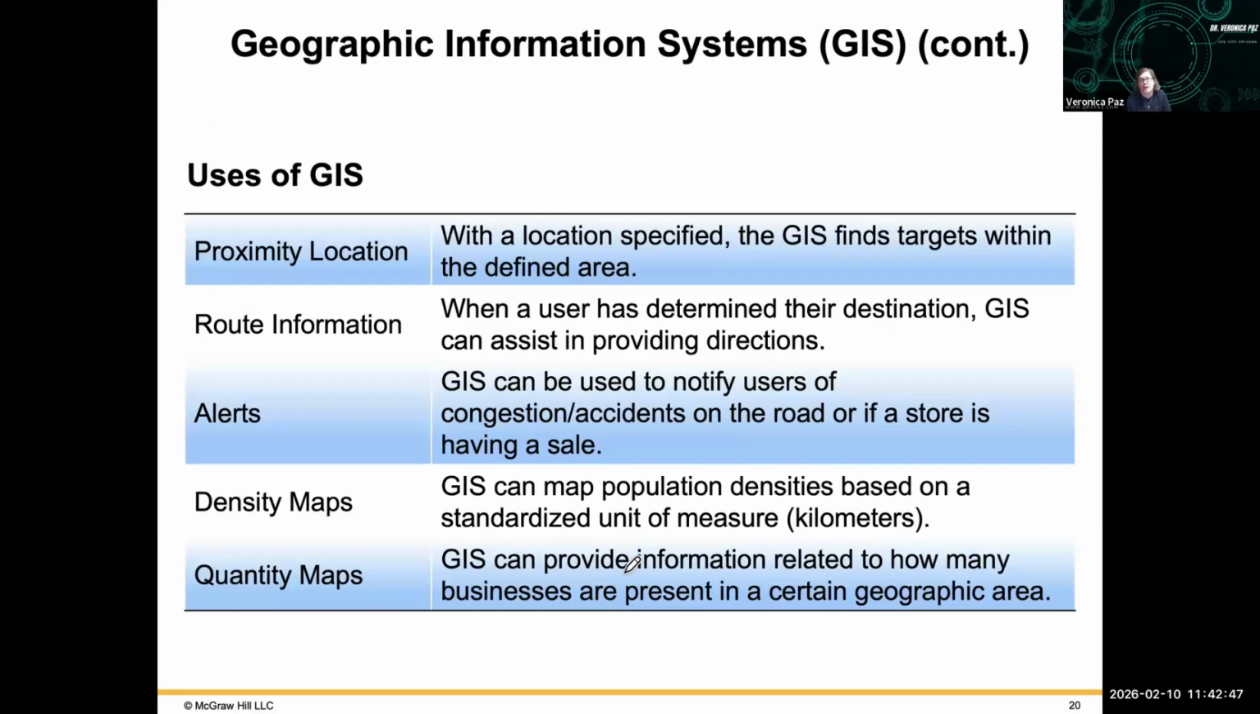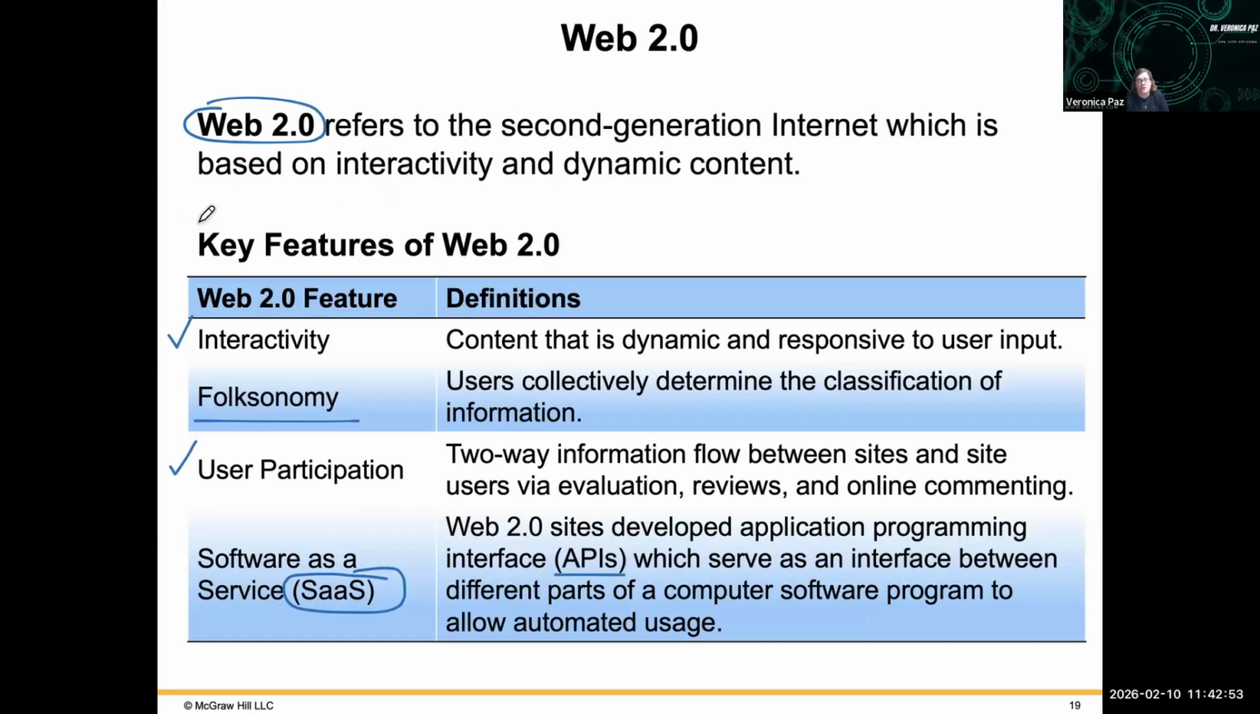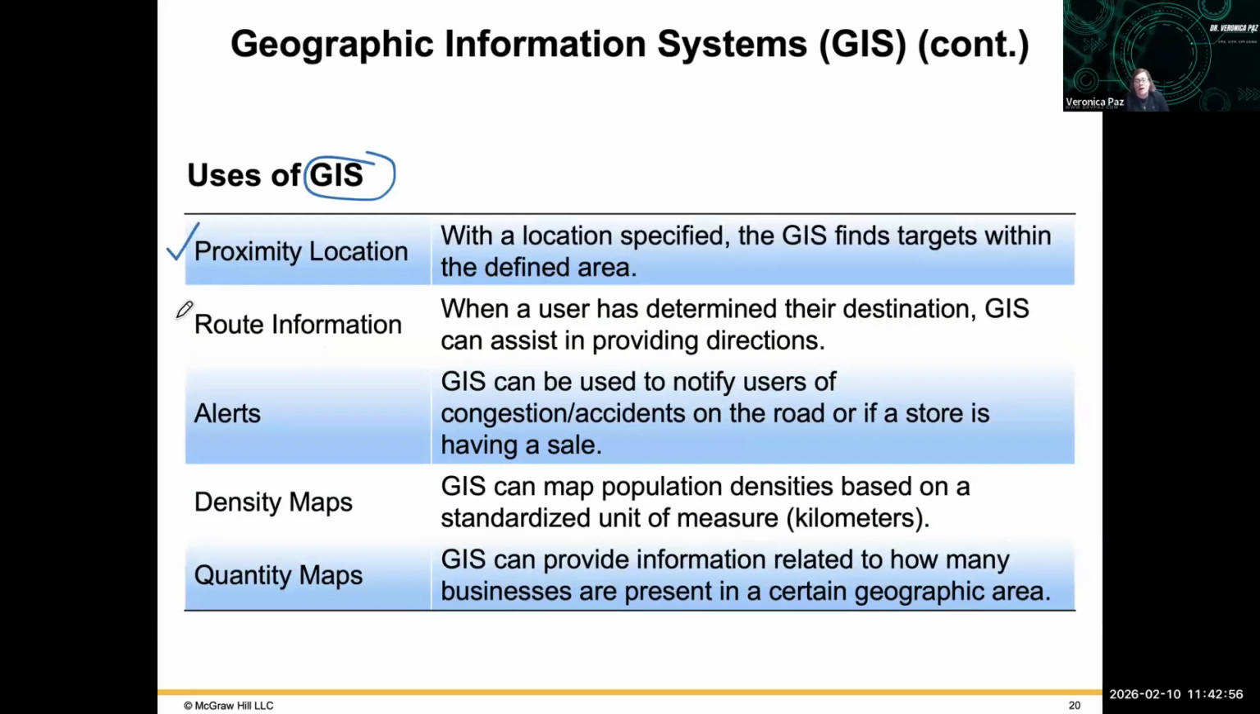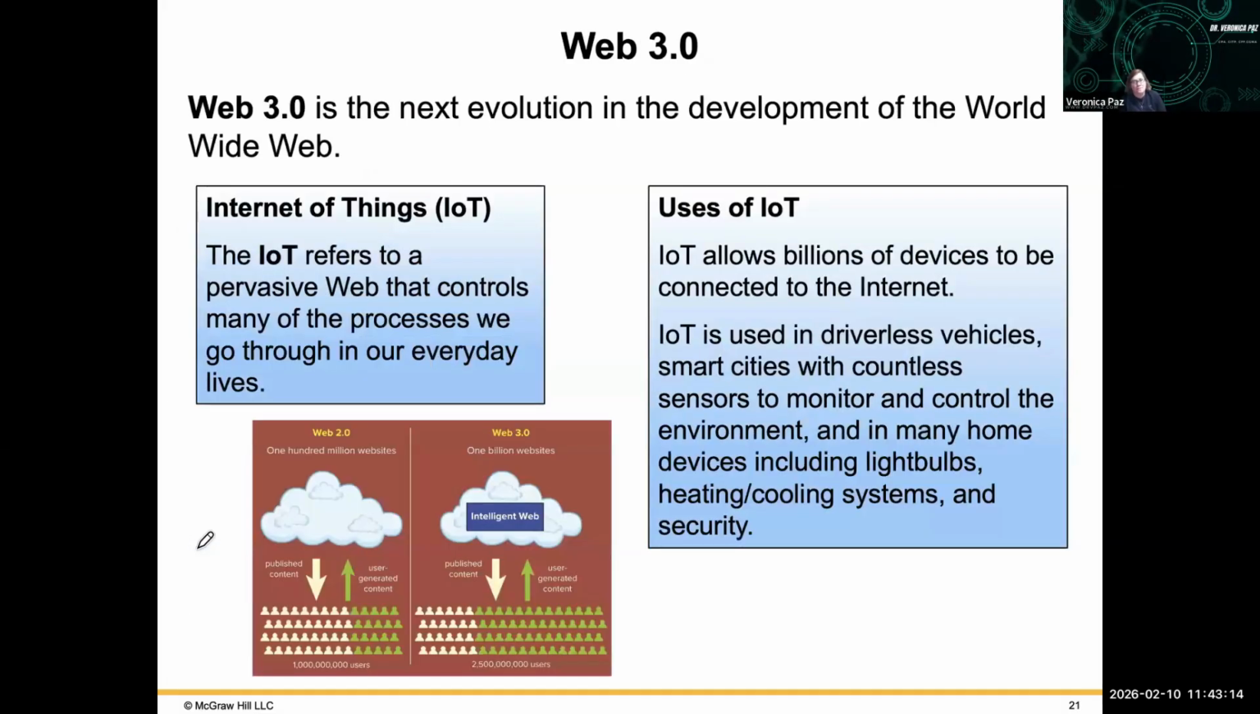So geographic information systems, or GIS, here we're trying to find out the location, right? So we try to find a target area. We route information. So the user, right, they have their destination, and then the geographic information system helps in providing maybe directions, alerts, gives us maps or quantity maps where we know what things are happening. So this is just a more geographic way of getting data.